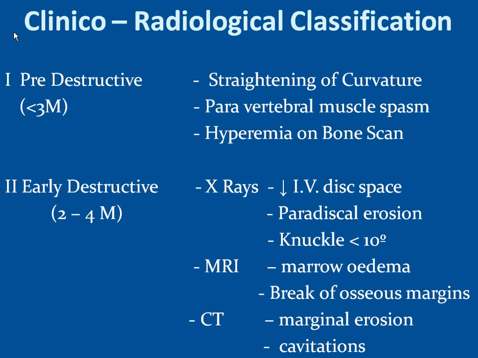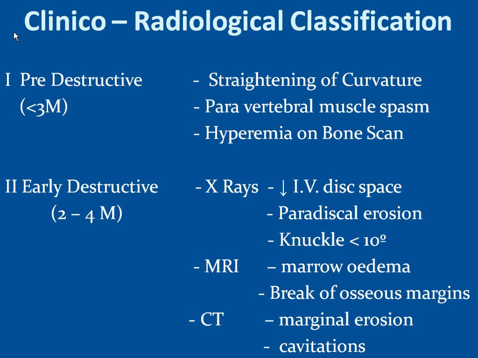So as we try to classify this disease in a clinico-radiological method, the pre-destructive lesion, which normally is about less than 3 months, will present to you clinically in a straightening of the curvature of the spine with paravertebral muscle spasm, and on bone scan one gets hyperemia. And if MR is taken at that place, it will show you a marrow edema. However, that marrow edema may be very non-specific.